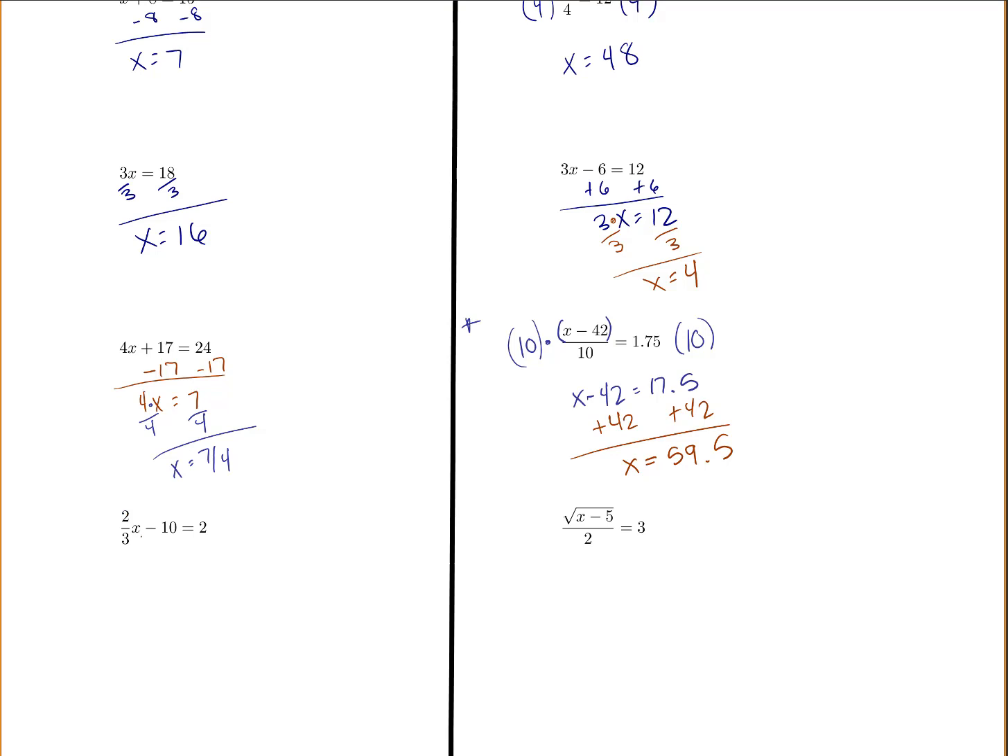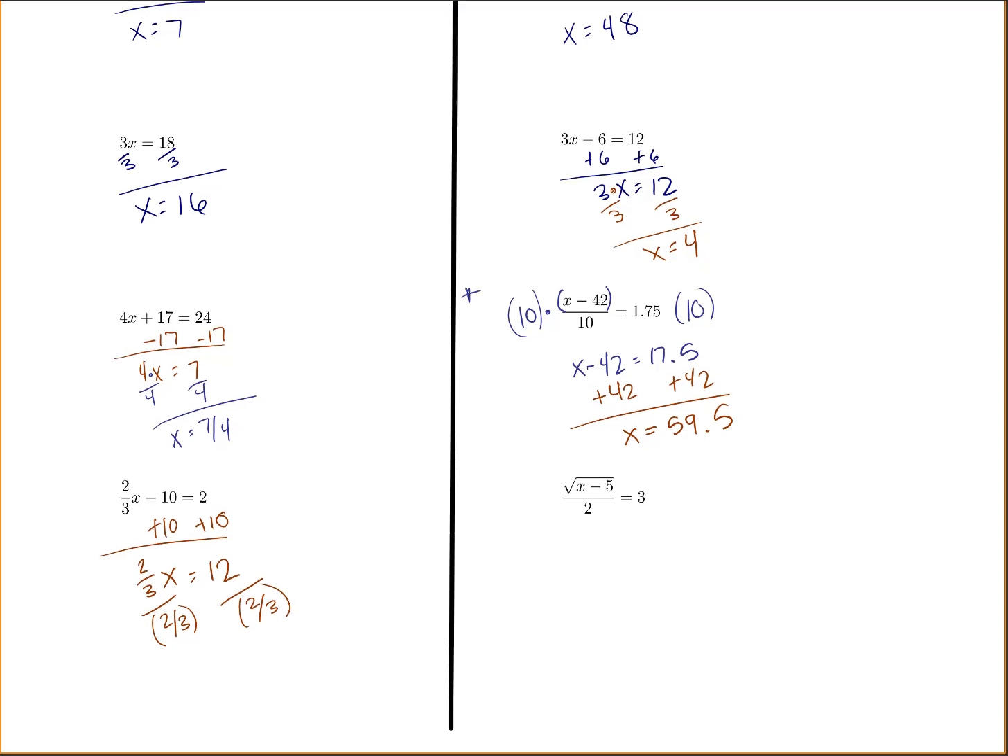This next problem, 2/3 x minus 10 equals 2. So I want to get rid of the minus 10 first. So I'll add 10. So we get 2/3 x equals 12. Now this is 2/3 times x, so that means I need to divide both sides by 2/3. Just make sure when you put this into your calculator you use a lot of parentheses, so do 12 divided by parentheses 2/3. And if you do that, you'll get that x equals 18.